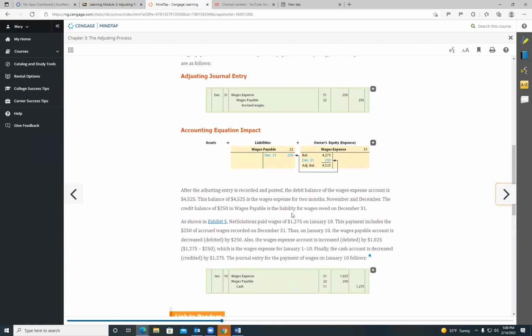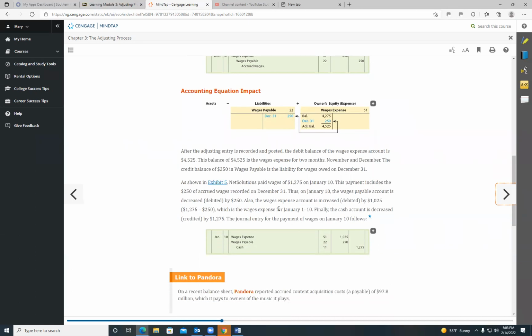Now the question is asked, and everybody should be scratching their head thinking, well, how does this affect payday? So let's look down here. After the adjusting entry is recorded and posted, the debit balance of the wages expense account is $4,525. And this balance of $4,525 is the wages expense for 2 months, November and December, because Net Solutions opened up in November. The credit balance of $250 in wages payable is a liability for wages owed in December. So if you notice here, they don't equal each other because this $250 in wages payable isn't going to stay there.